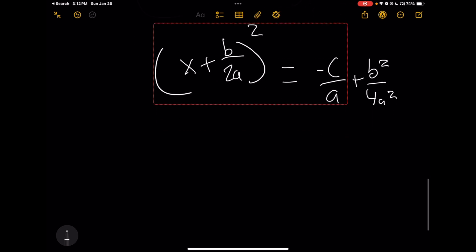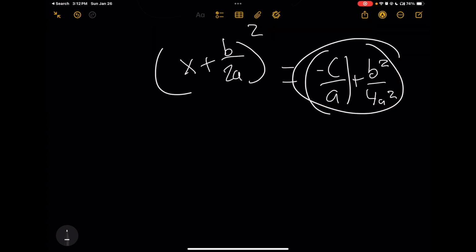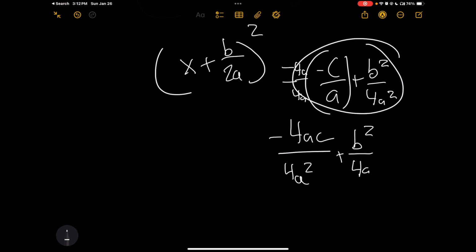And now we're going to combine like terms here, and so we need to get them into a common denominator, and that is actually going to be 4a squared, because you can't unsimplify 4a squared. So that means that we can multiply both sides of this by 4a over 4a, which is 1, so you're going to get negative 4ac over 4a squared, plus b squared over 4a squared, and then just carry this down, x plus b over 2a squared.